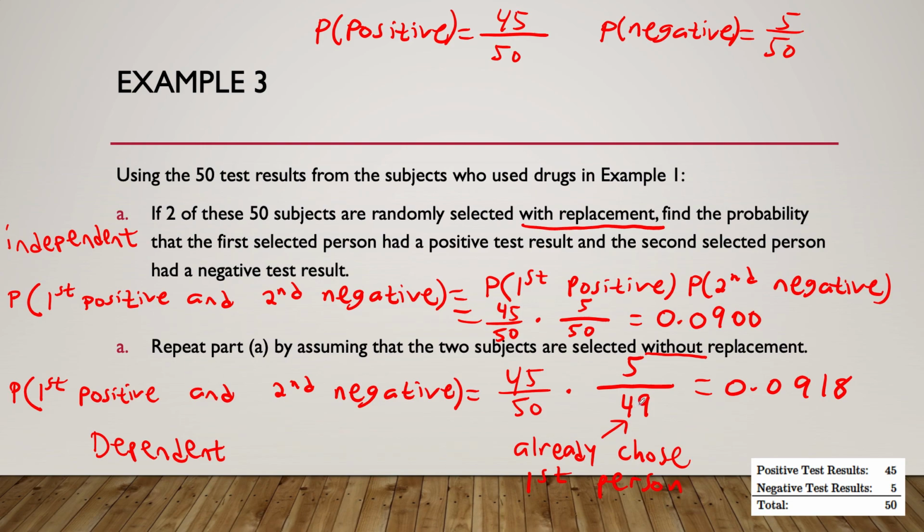But now we change the total number of test results for this. Instead of being 50, we already used 1 here. So now we have 1 less, so 49 in the denominator. And when we multiply these out, we get a value of 0.0918, so slightly better probability of occurring than the first one.